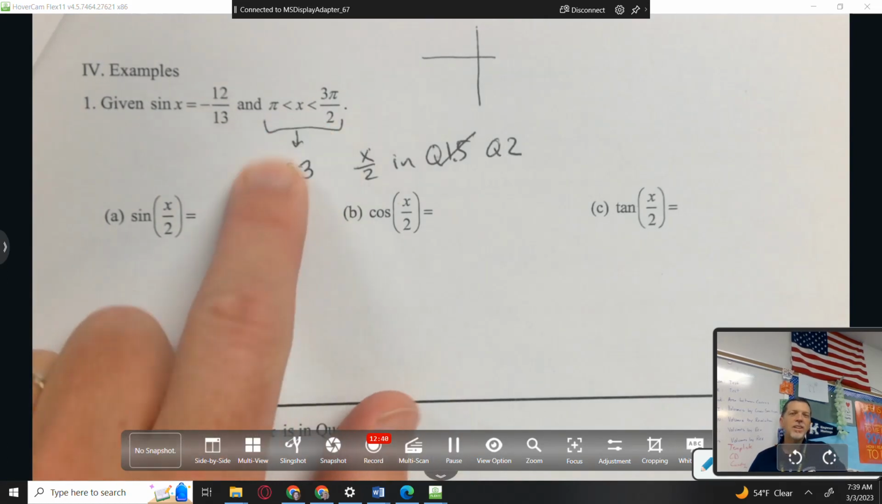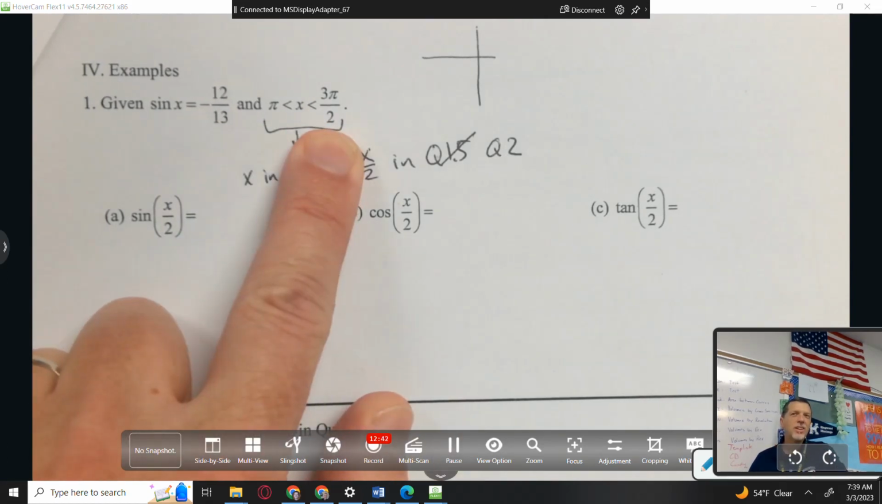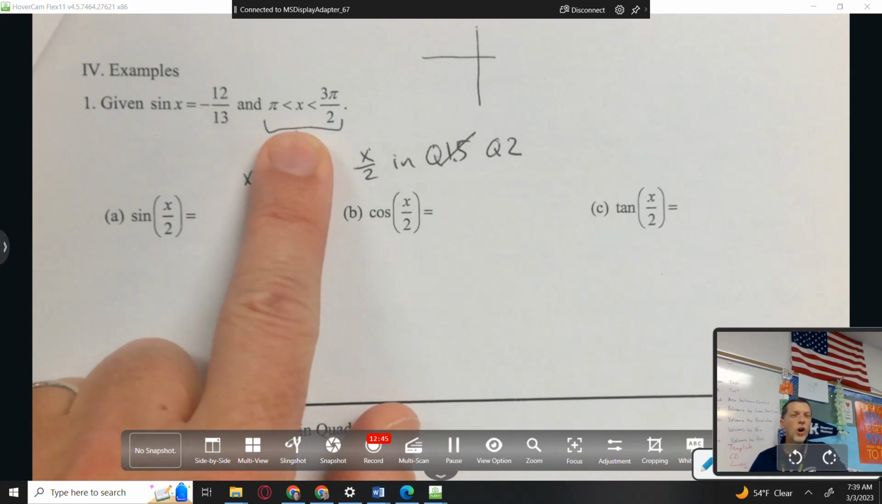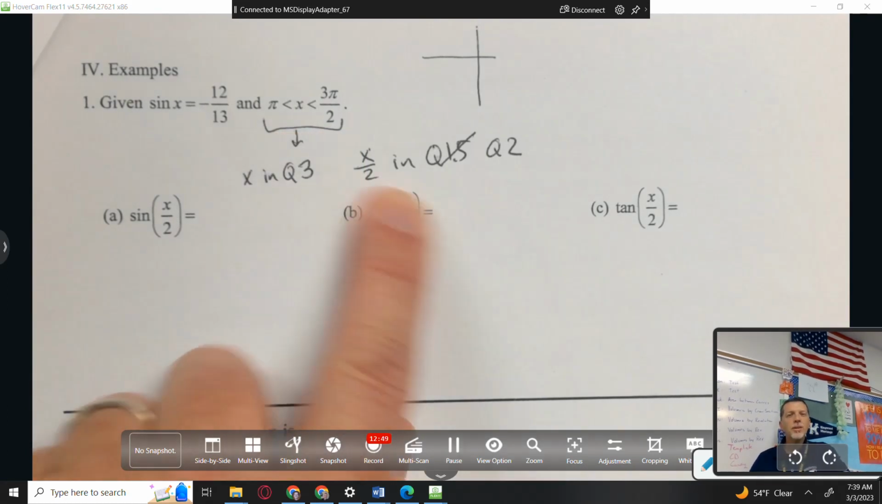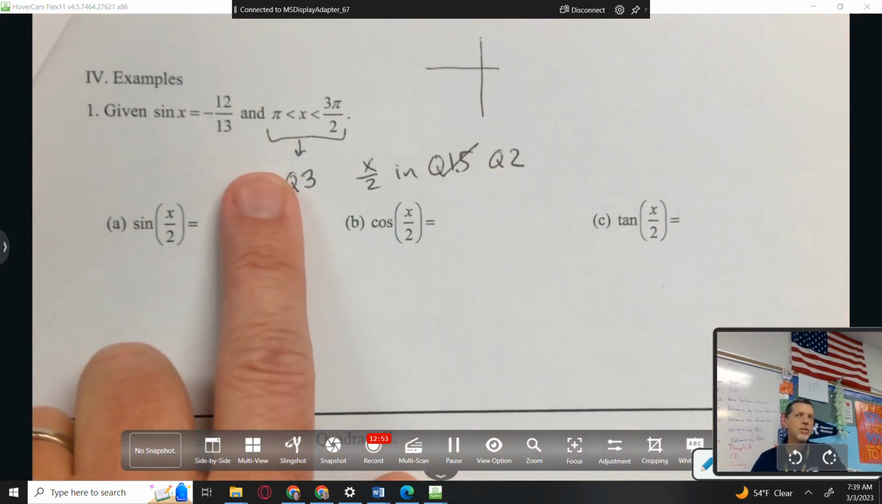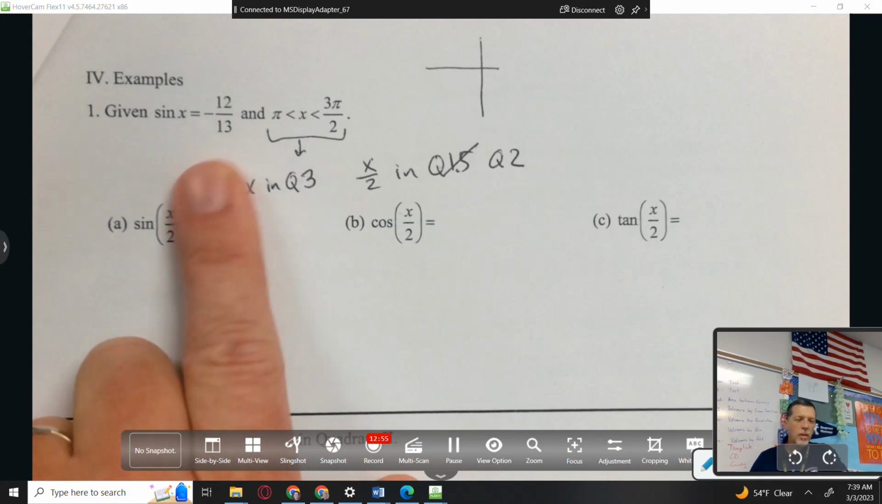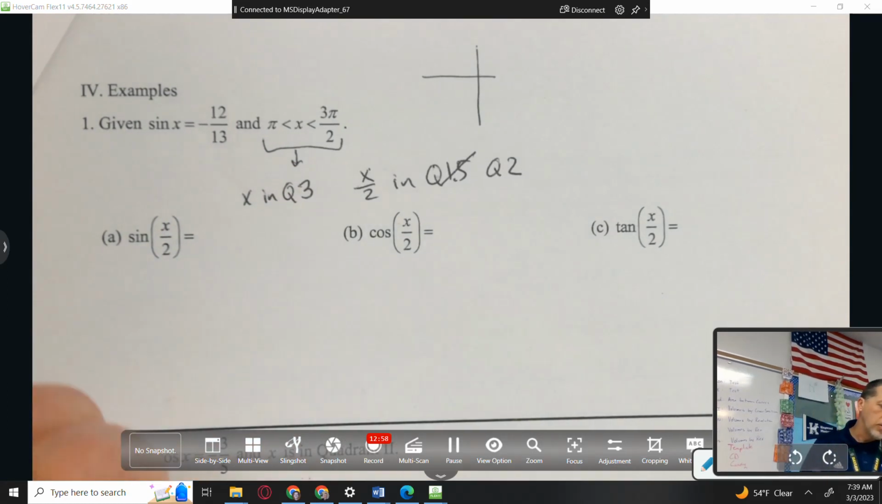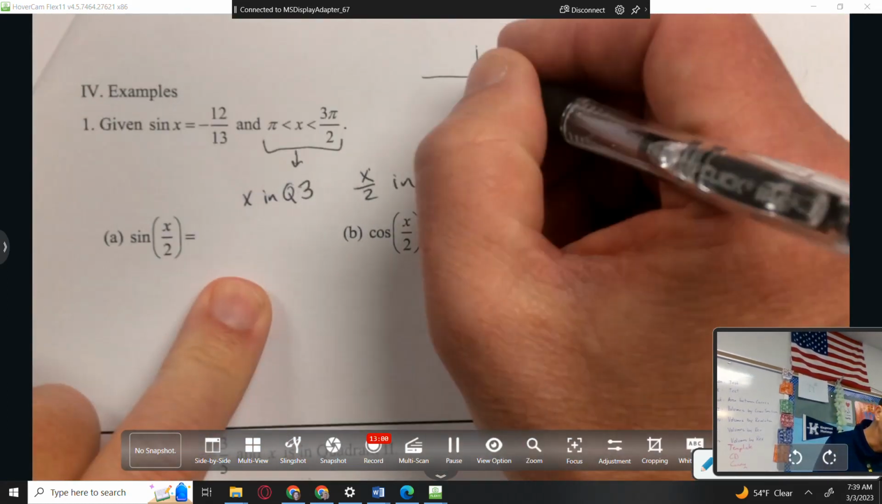X is between pi and 3 pi over 2. So I want to draw it where it tells me to draw it. We kind of jumped ahead here. When we divide it by 2, it lands in quadrant 2, but that's not the picture I'm drawing. I'm drawing the picture of the original. So it's probably best to draw the picture first and then worry about where the new quadrant is.